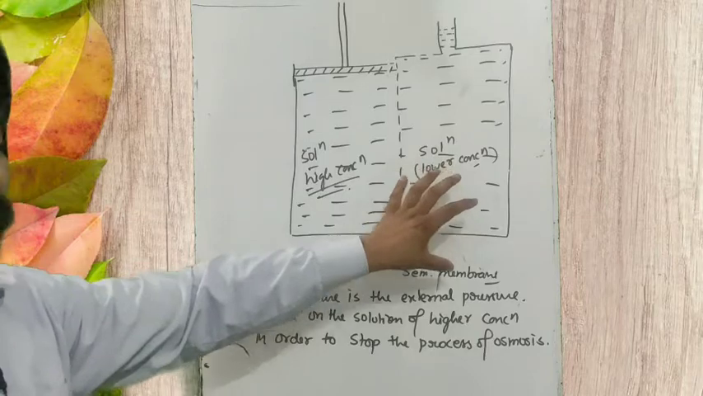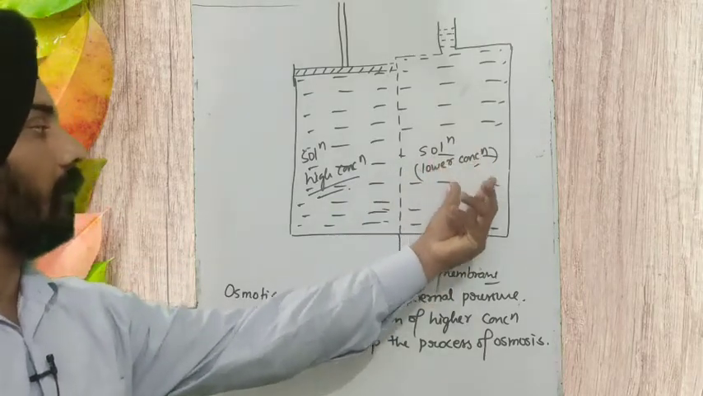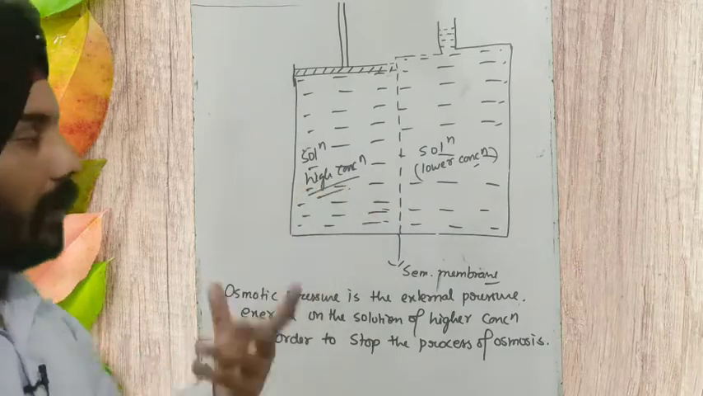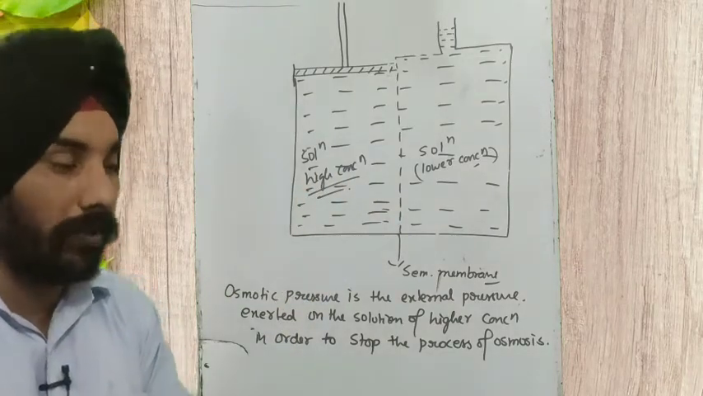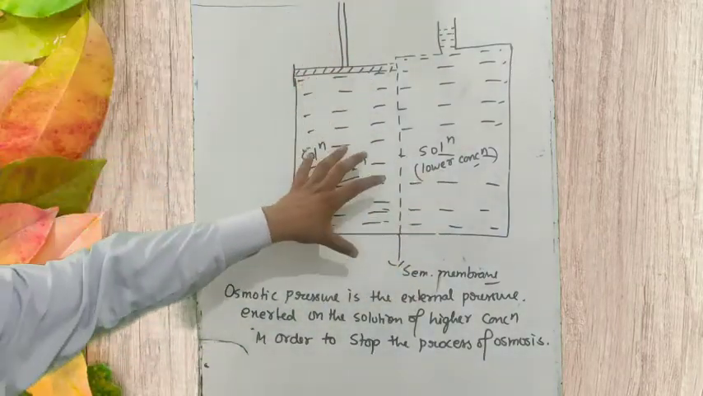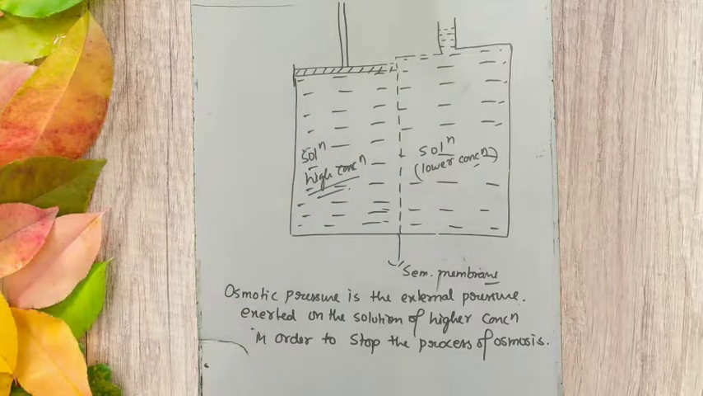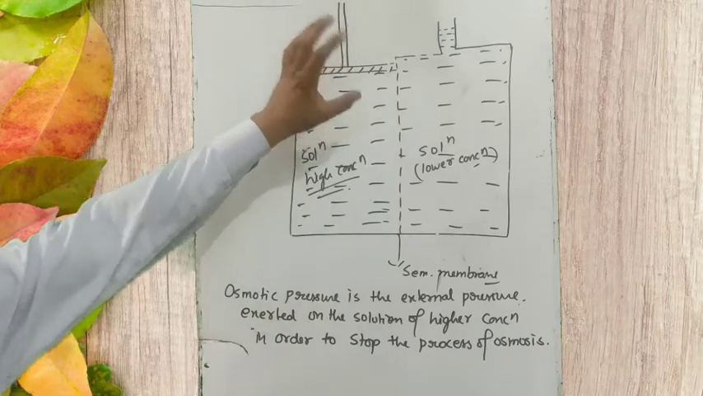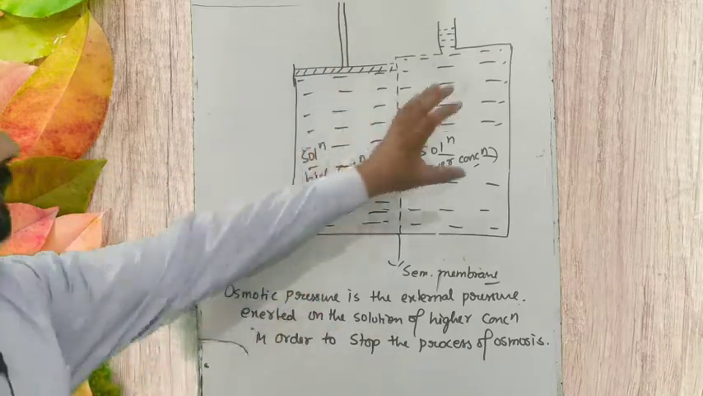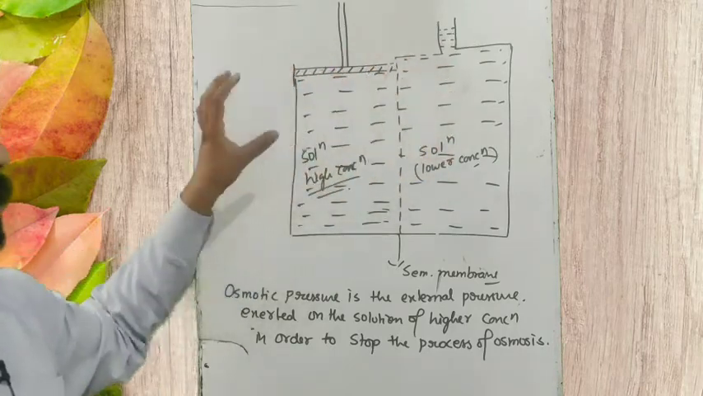And what was the osmosis? It was the passing of solvent molecules from the solution of lower concentration to the solution of higher concentration in order to equalize the concentration of both of them. Okay, so that was the osmosis, and that is stopped by the external pressure. Okay, clear. So why are we applying this external pressure? Is there any change in the pressure of both?